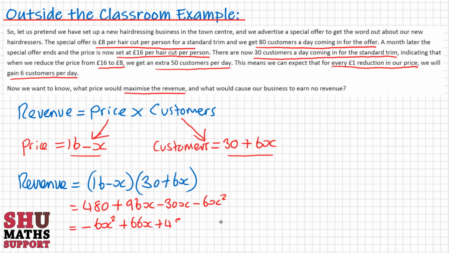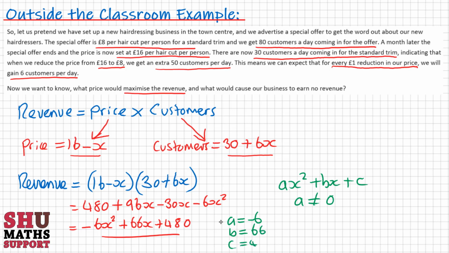And we know that if anything is in the form of ax squared plus bx plus c, where a cannot equal 0, then this is classed as a quadratic. So in this case we have a is equal to minus 6, b is equal to 66, and c is equal to 480. Now you might be thinking, how does this have anything to do with finding the best price for our haircut? That won't mean we reduce our revenue.